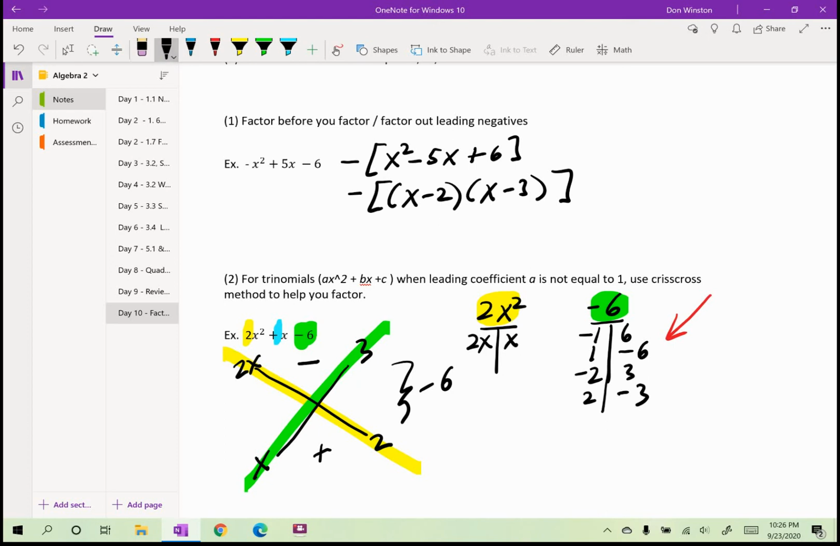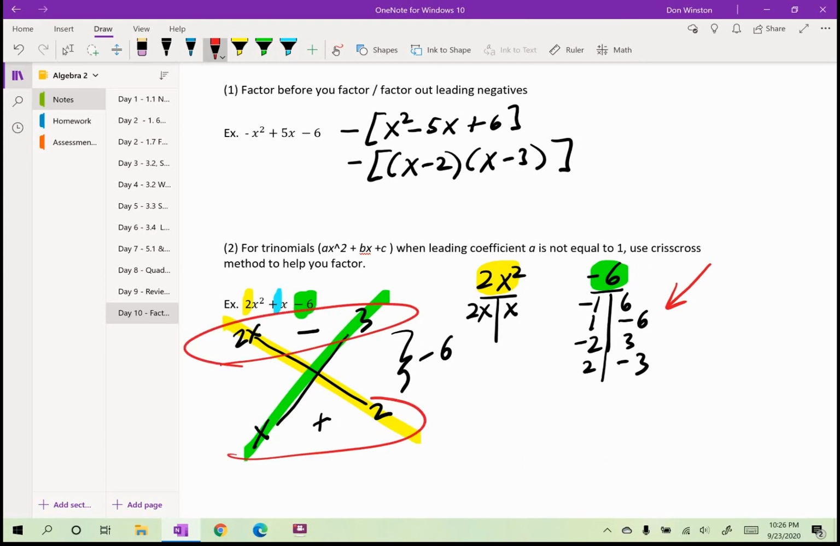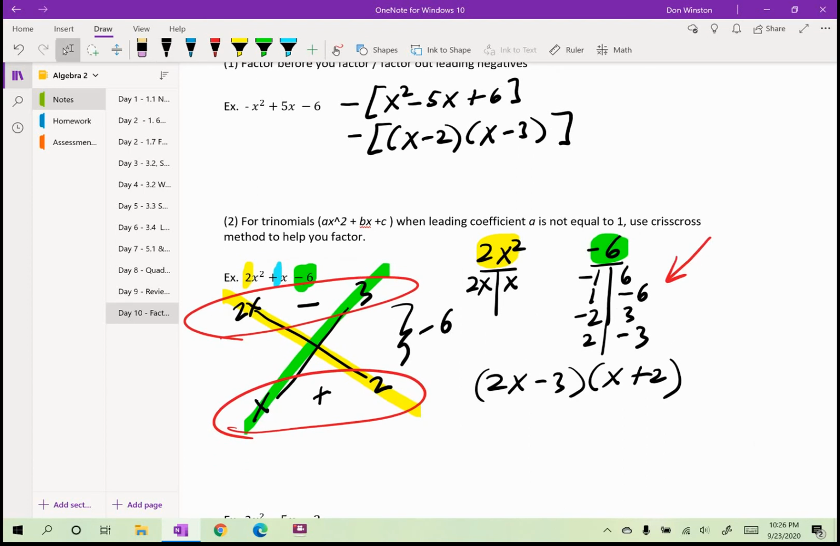So 2x was multiplied by 2, and then x was multiplied by negative 3. So there are my factors. All you have to do is read them across. So to factor 2x squared plus x minus 6, the factors will be 2x minus 3 times x plus 2. And I'll do another one with you. But if you FOIL, you'll see that's what you get.